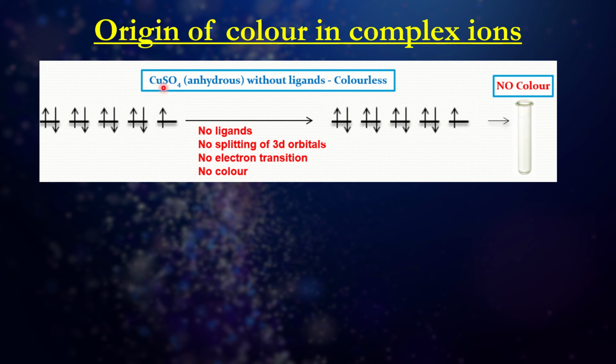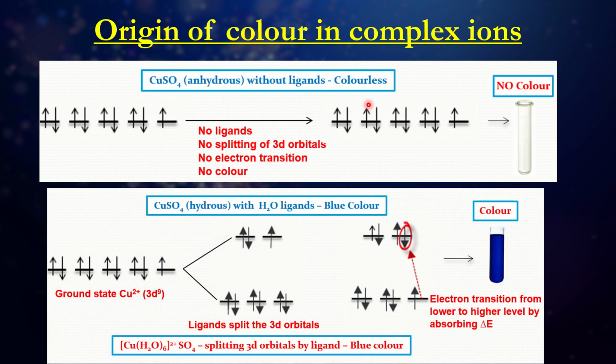Something like anhydrous copper sulfate, which has no ligands, would be colorless. Anhydrous means it's dehydrated. Now let's look at hydrous copper sulfate. Now it has water ligands. So what's actually happened when we put ligands in? Well, when we put water ligands in, we actually end up splitting the 3d shell, causing a separation.